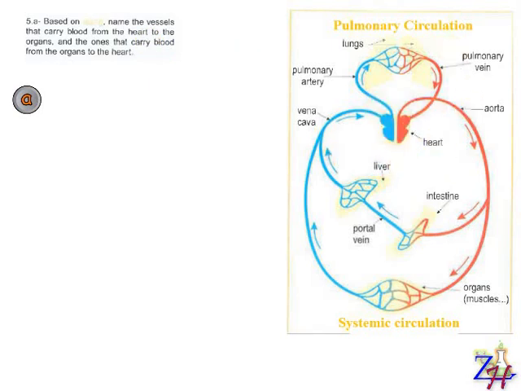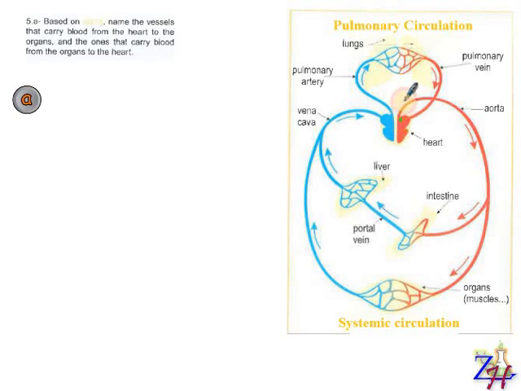We can see that this is the heart. Okay, we have blood vessels carrying blood away from the heart to the organs and vessels carrying blood from the organs into the heart. We're going to follow the arrows in order to know these vessels. The arrow shows us the direction of the blood.